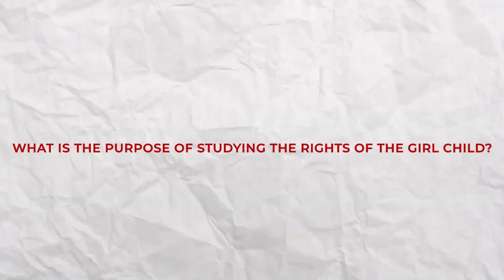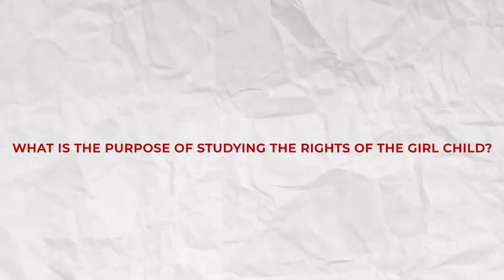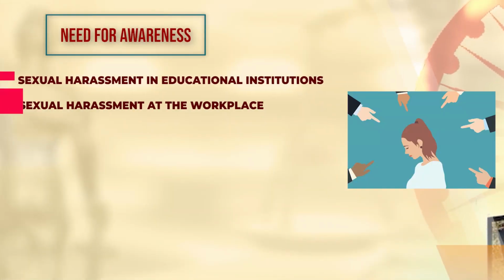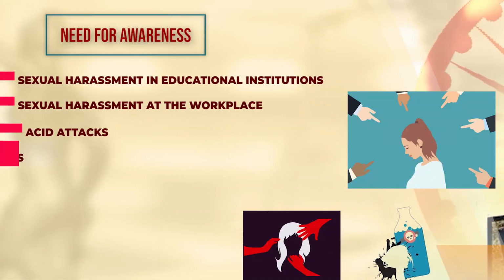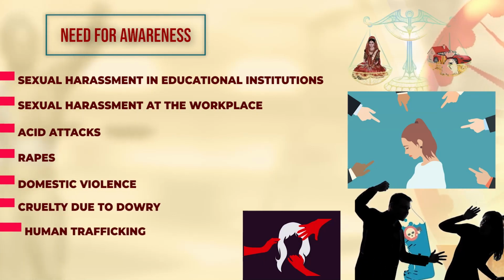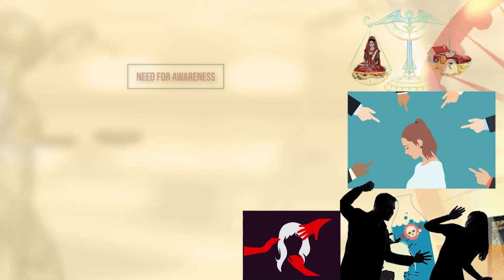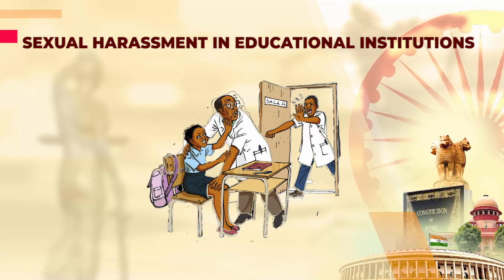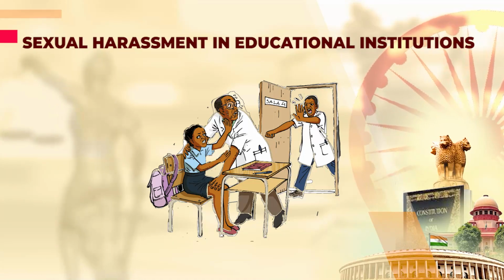So before we begin with what the rights of the girl child are, we must look at why we need to study this. What is the purpose of studying the rights of the girl child? First of all, there is sexual harassment in educational institutions. There is sexual harassment at the workplace, acid attacks, rape, domestic violence, cruelty due to dowry, human trafficking, and various other kinds of problems.